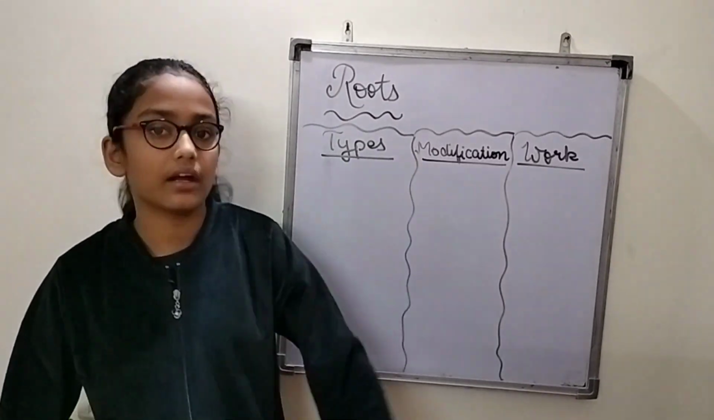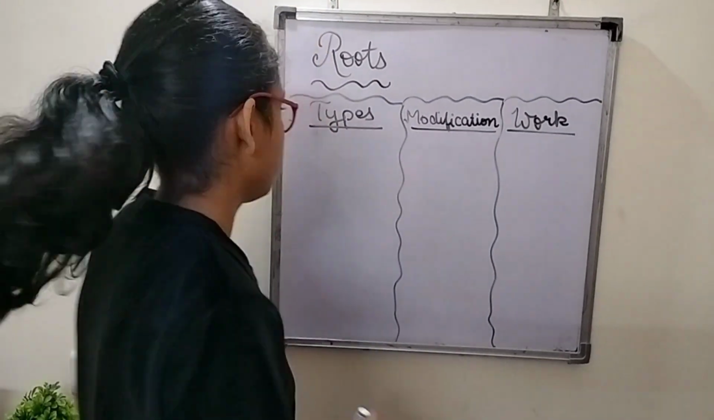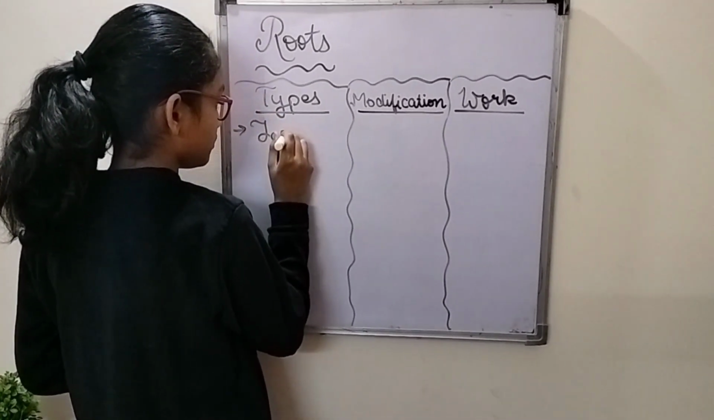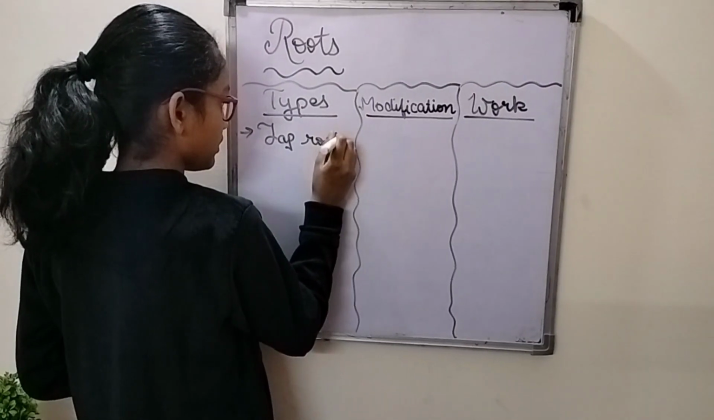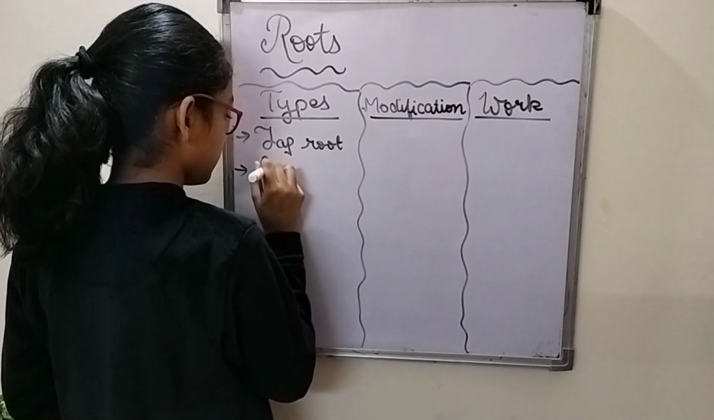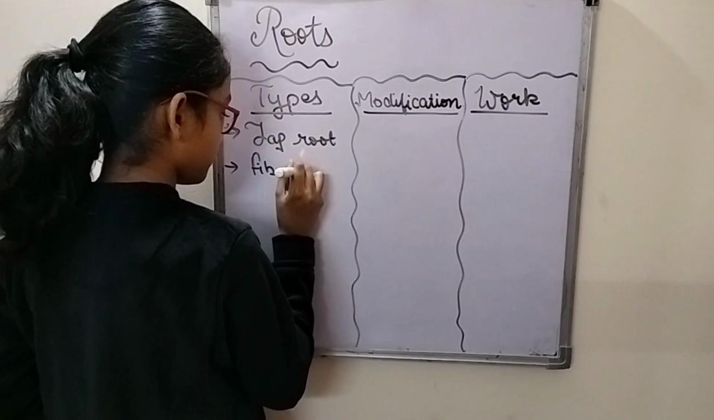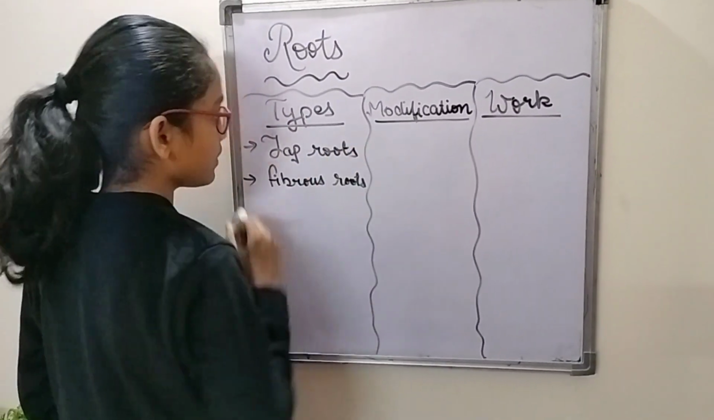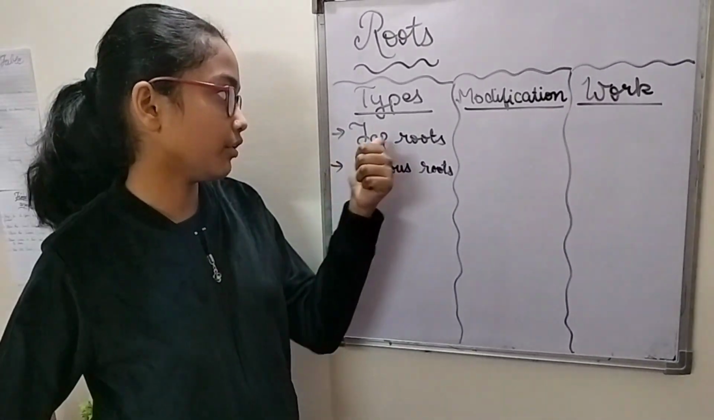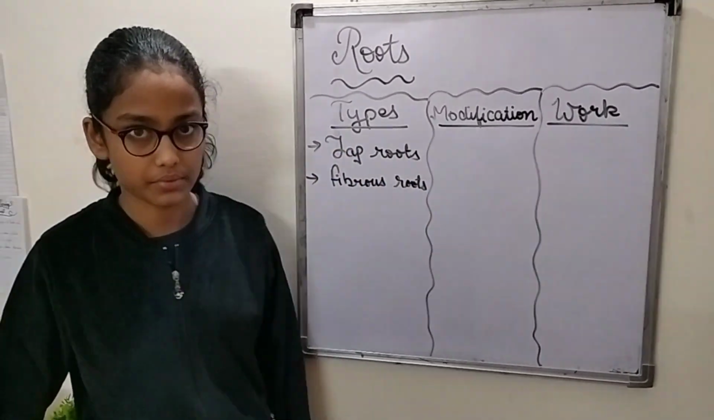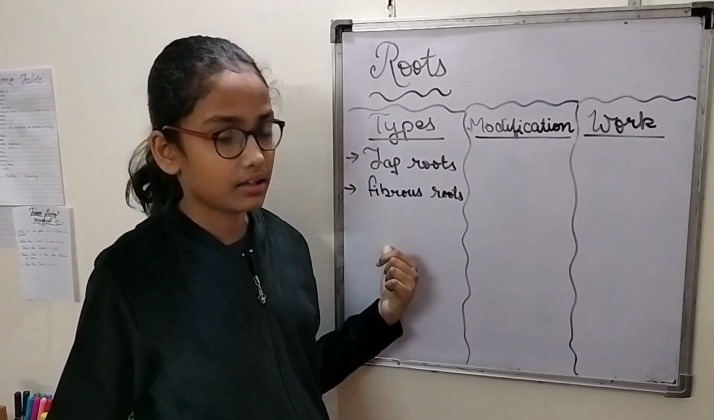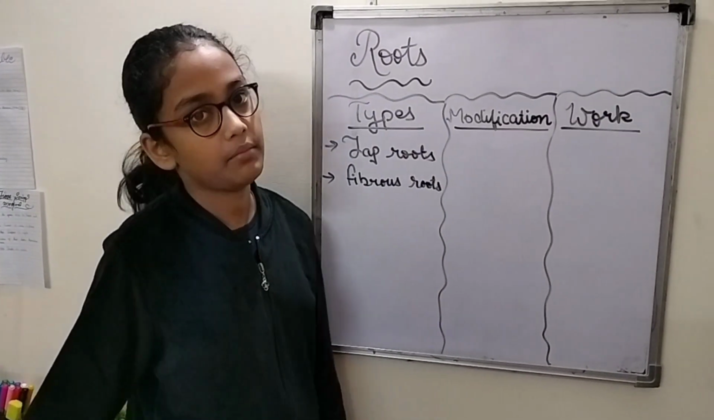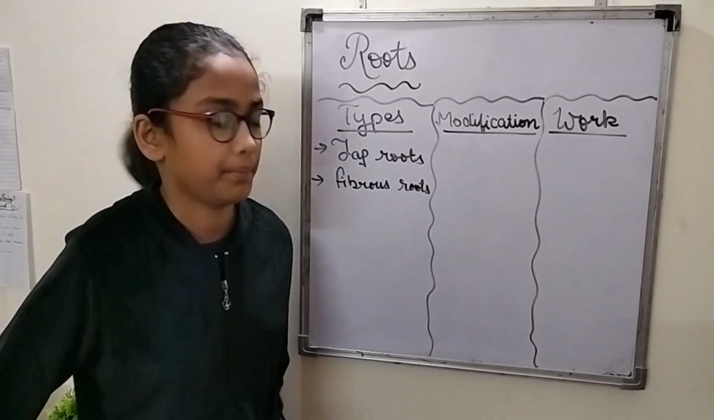How many types of roots are there? There are two types of root: tap root and fibrous root. Let me draw the diagram of tap roots and fibrous roots, and I will show the diagram at the end of the topic.